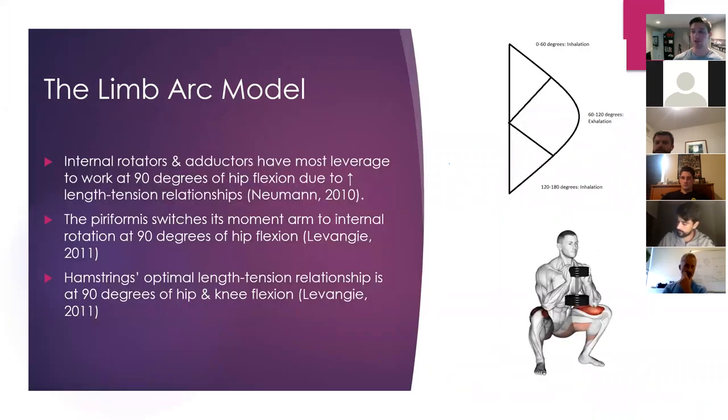So just to give you guys a little bit of evidence to support this model here. Internal rotators and adductors, like the anterior glute med and your adductor magnus, all these muscles have the most leverage to work in internal rotation at 90 degrees of hip flexion. That would be when your thighs parallel the floor in a squat. The piriformis switches its moment arm to internal rotation at 90 degrees of hip flexion. So we always think of the piriformis as an external rotator. It's actually not always the case. And the hamstring's optimal length-tension relationship is at 90 degrees of hip and knee flexion. Why do we do 90-90 hip lifts? There you go. That's why.